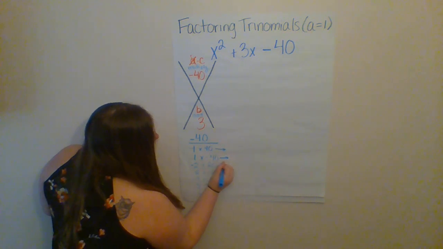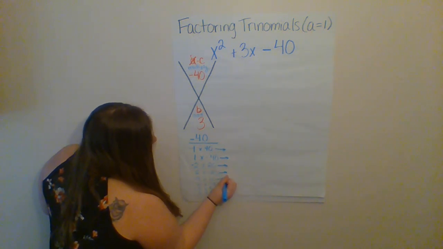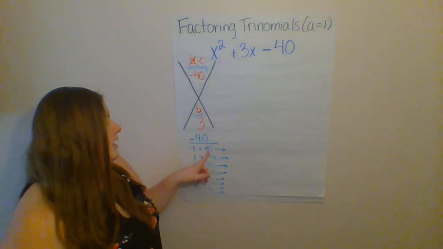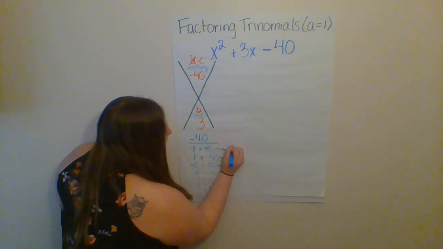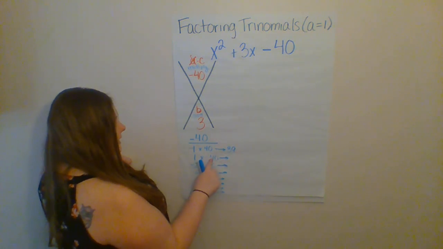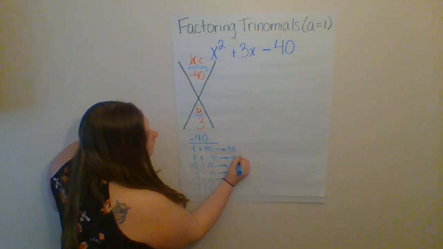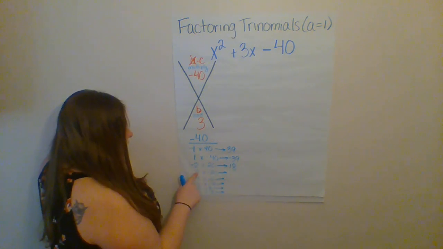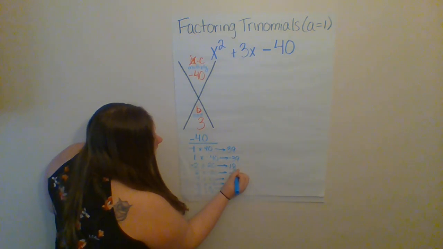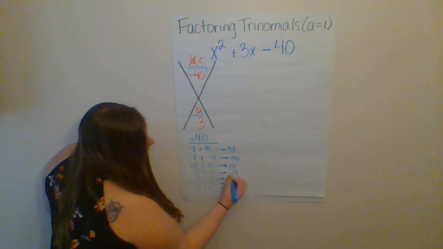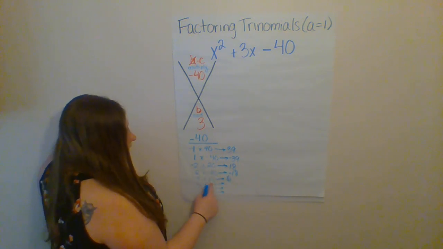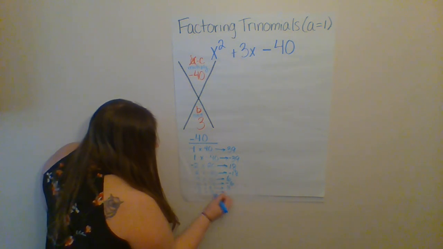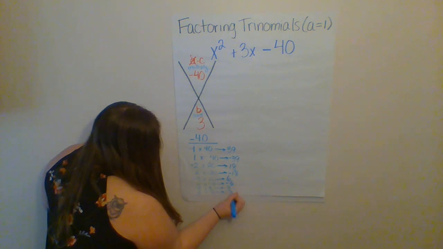So now we are going to see if any of these add up to be positive 3. Negative 1 plus 40 is 39. 1 plus negative 40, negative 39. Negative 2 plus 20 is 18. 2 plus negative 20, negative 18. Negative 4 and 10 is 6. We're getting closer. 4 and negative 10 is negative 6. Negative 5 and 8 is 3. And 5 and negative 8 is negative 3.